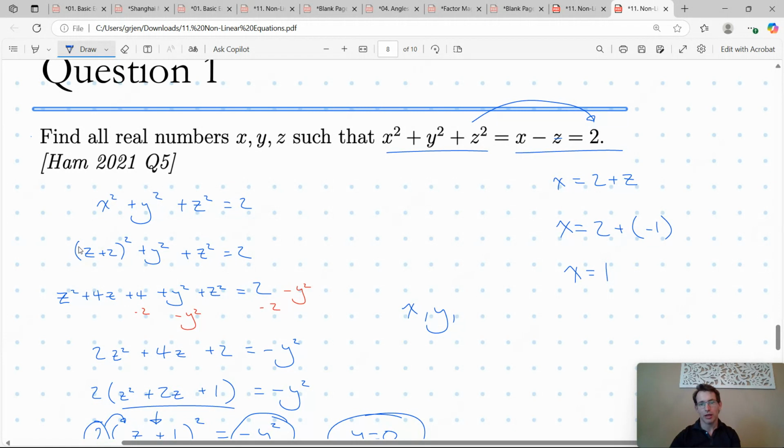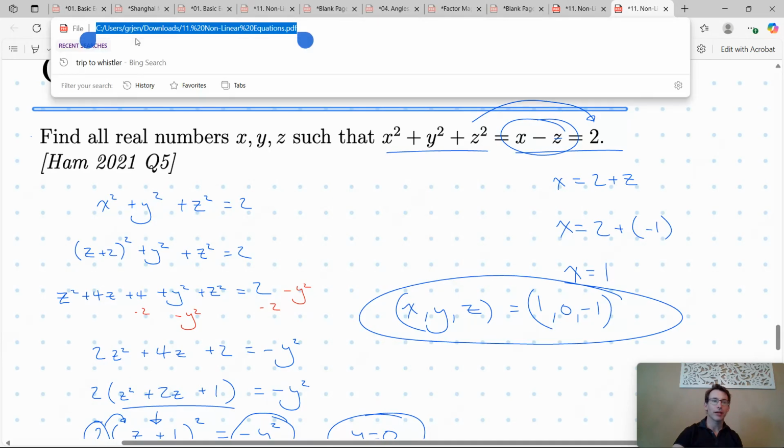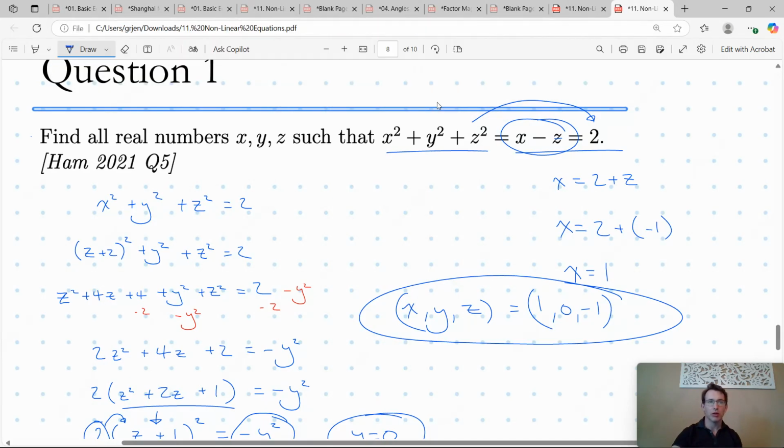So we have our solution. X, y, z is equal to 1, 0, minus 1. That's the solution. Test it. Okay, clearly it works here. 1 minus minus 1 is indeed 2. And then let's test it over there. 1 squared plus 0 squared plus negative 1 squared, that's subbing in for these values, is of course 2. And that's the only solution.